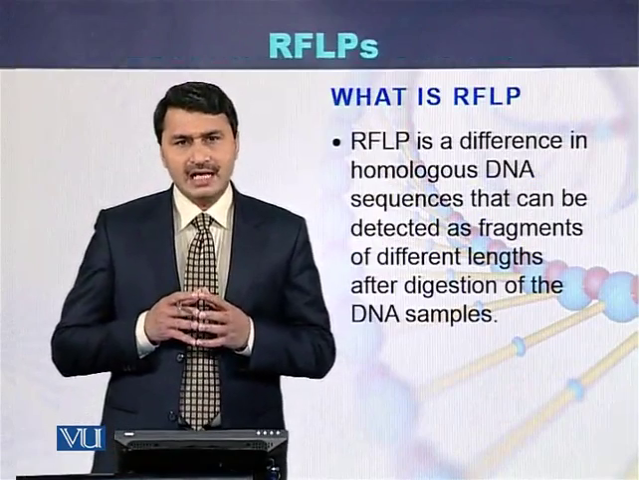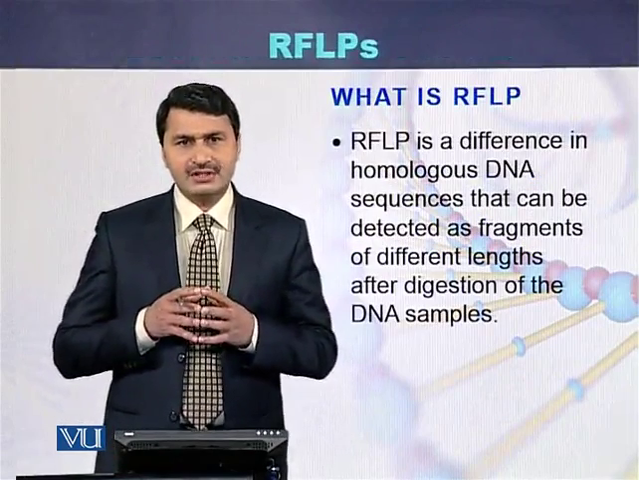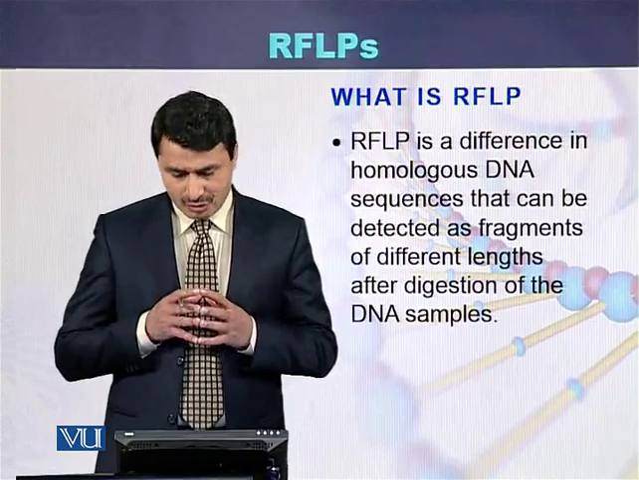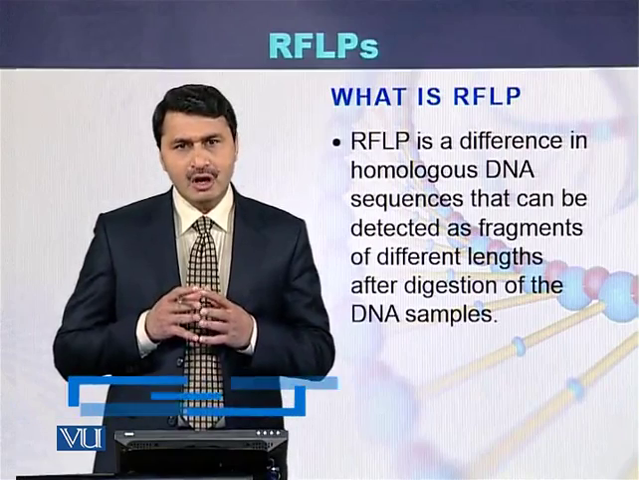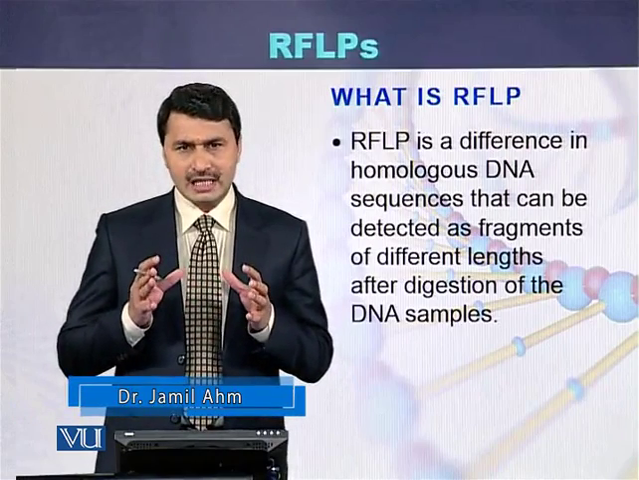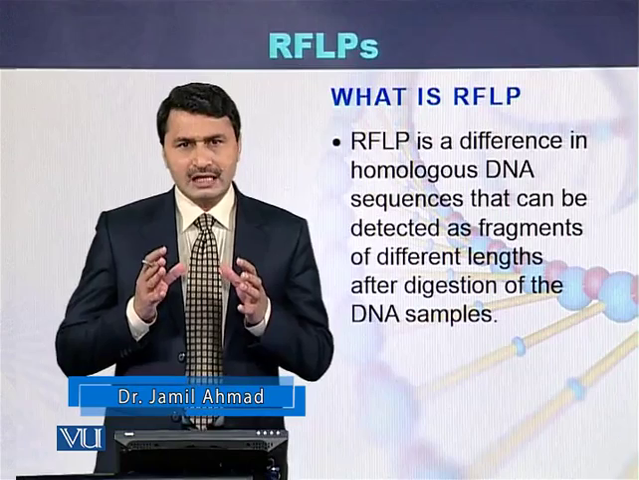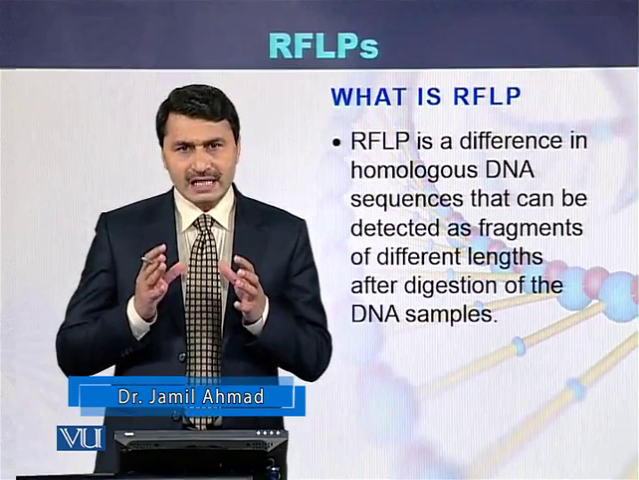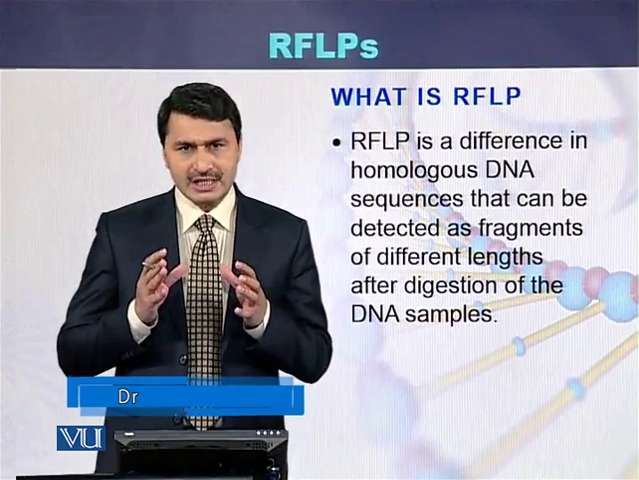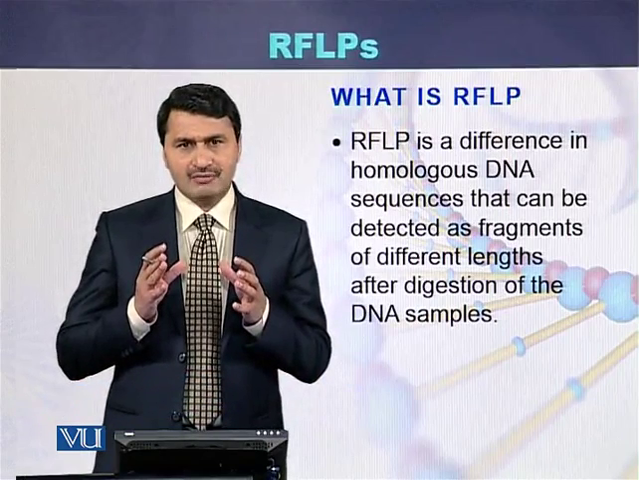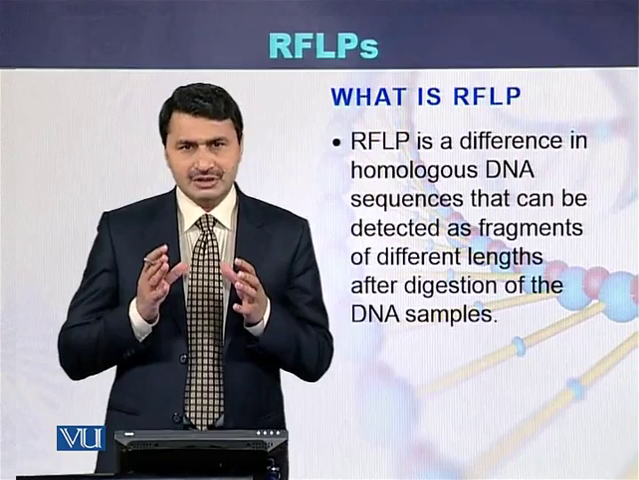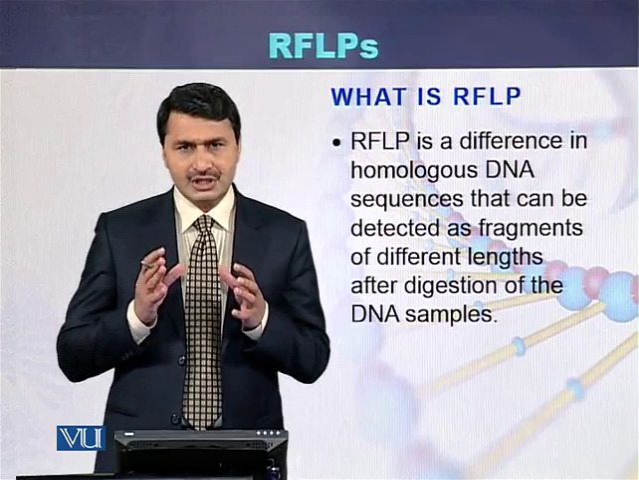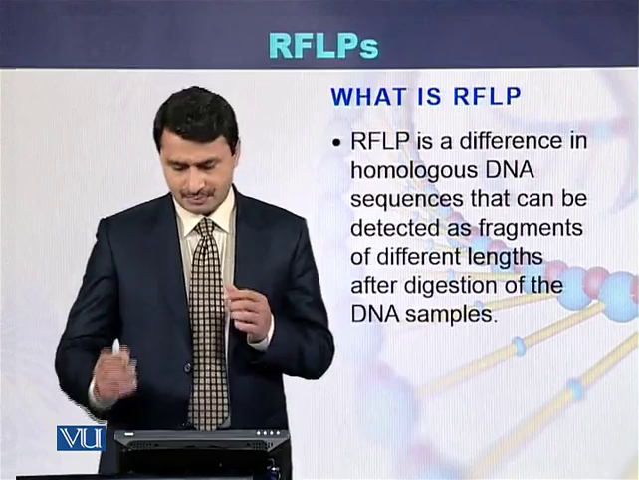Restriction fragment length polymorphism is a difference in homologous DNA sequence that can be detected in the form of fragments of short and large lengths. These fragments of different lengths are usually detected by digesting the DNA with the help of certain restriction enzymes. This technique is called restriction fragment length polymorphism.